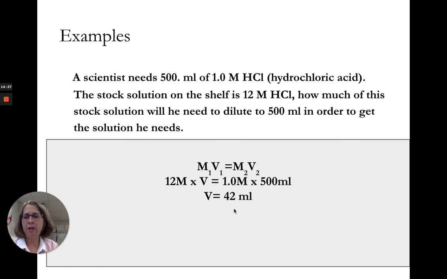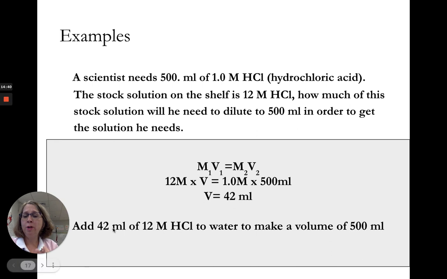So what does that mean? It means that you're going to pour out 42 milliliters of hydrochloric acid into your 500 milliliter graduated cylinder, and you're going to make the volume go up to 500 milliliters. Okay? So you're going to need to take out 42 milliliters of 12-molar hydrochloric acid and dilute it to a volume of 500 milliliters. So you'll be adding some water to that 42 milliliters until you get a volume of 500 milliliters. And again, this is just all about identifying the variables. Let's do one more, and then we'll be done.